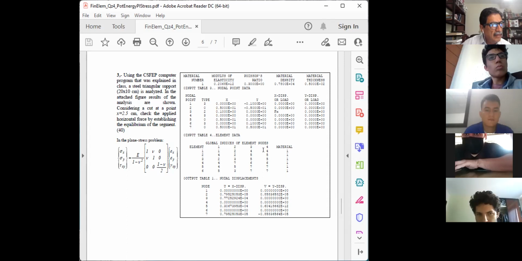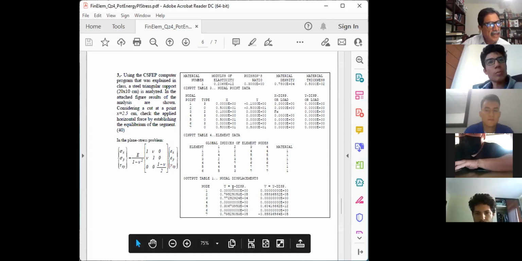Okay, here you have the connectivity table. You have 6 elements, and you have the joints. Joint 1, 2, 3, and the 4 was equal to the 3rd because we are using triangles for the discretization. And finally, here are the displacements.